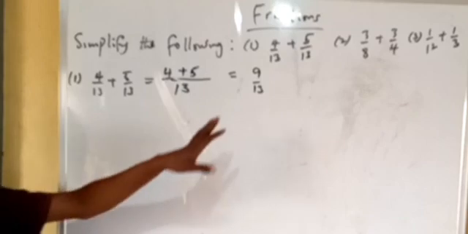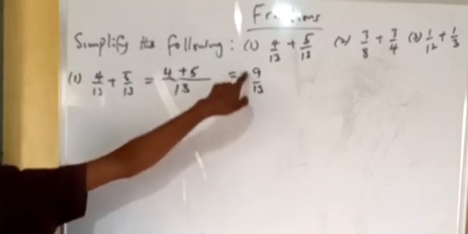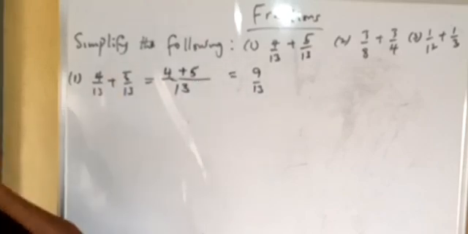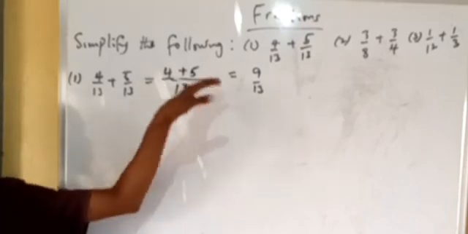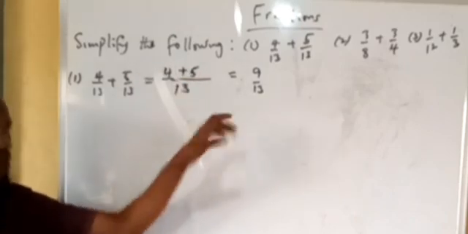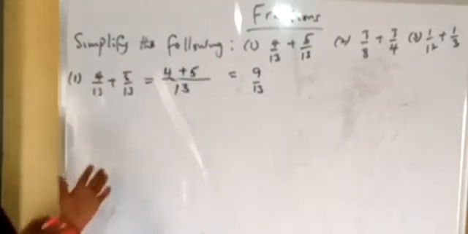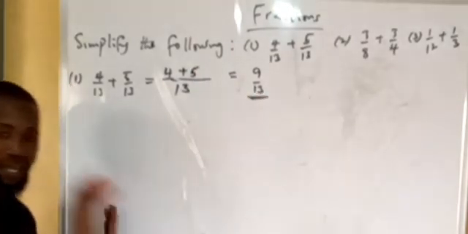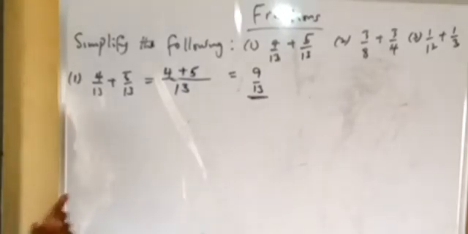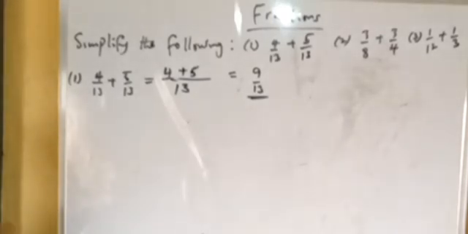Now before you report this as your final answer, you must ensure there is no common factor between this and this. What I mean is that the fraction must be in its simplest form, such that it is not possible for one number to divide the other. If it satisfies that condition, then we have reached the final answer. It is very necessary you know this, because if you don't, there will be problems in future mathematics classes. Can I go ahead?